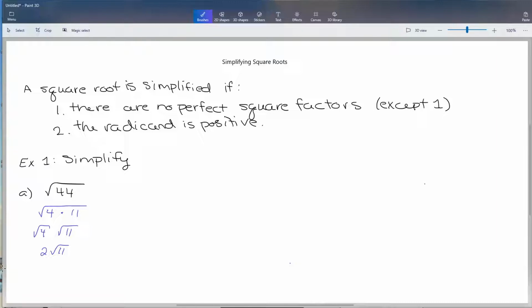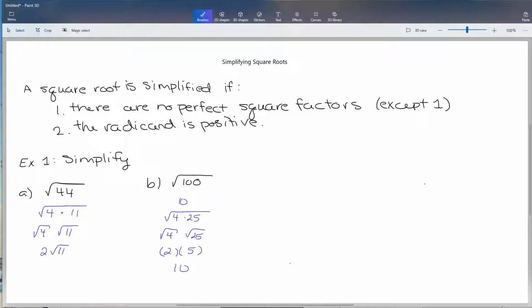All right, let's look at another example. So I'm going to look at square root of 100. Now this whole thing is a perfect square. So without doing any split up, I can see that square root of 100 is 10. Now if you didn't know that square root of 100 was 10, you could split this up and say that 100 is 4 times 25, right? You'd have square root of 4 and square root of 25. The square root of 4 is 2. The square root of 25 is 5. And when you multiply them together, you get 10.